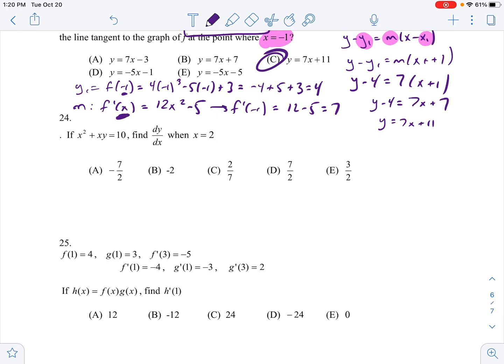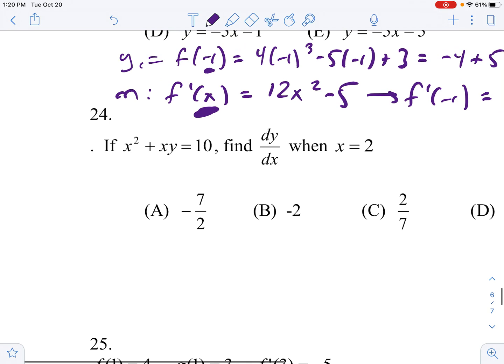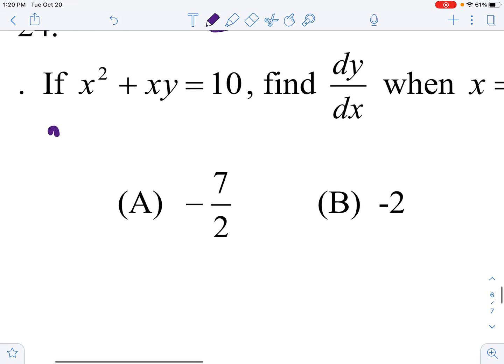Number 24: if x squared plus x times y is 10, find dy dx when x equals 2. If you wanted to, you could get y by itself to begin. I don't think you should have to work that hard. In fact, if you do that, you're going to end up turning this into a quotient rule problem. I'm going to leave it the way it is, but since the y is kind of buried, I'm going to do this implicitly. So, from left to right, the derivative of x squared is 2x.